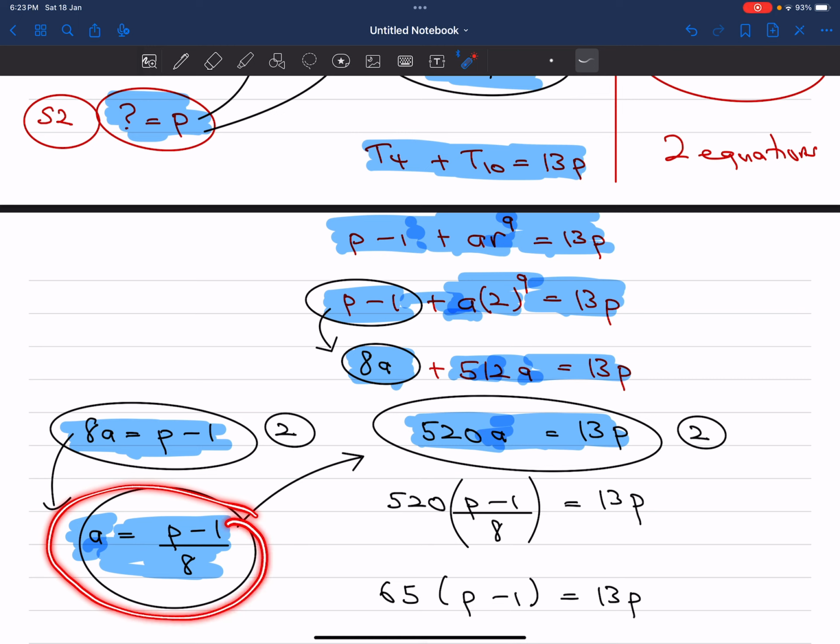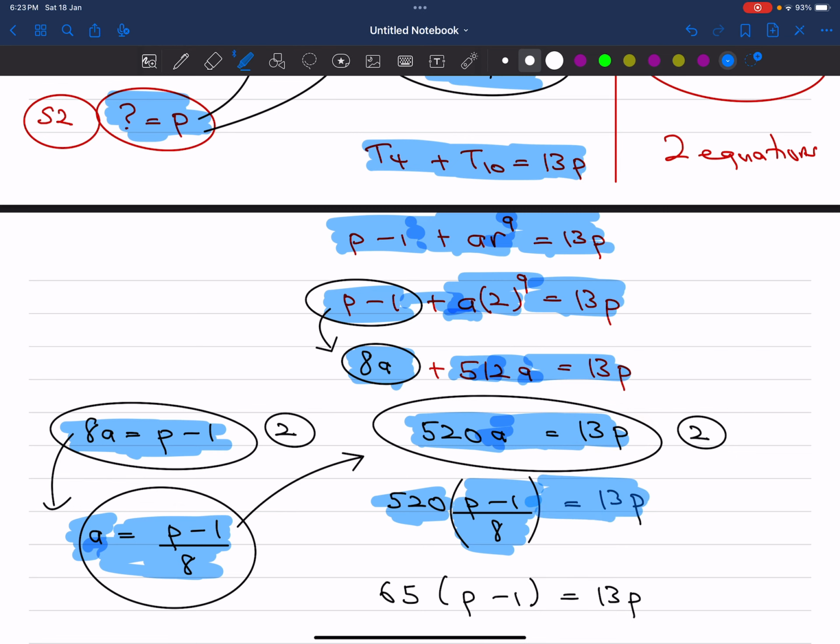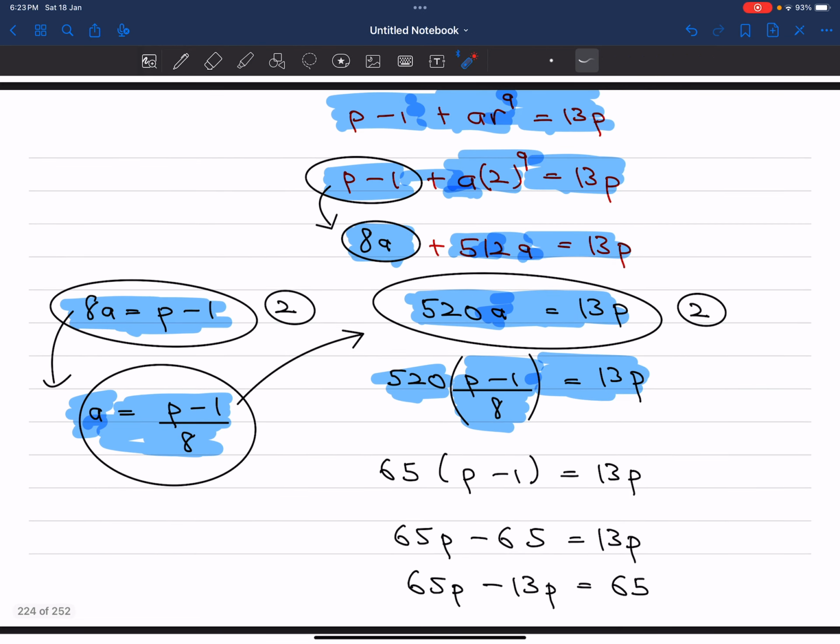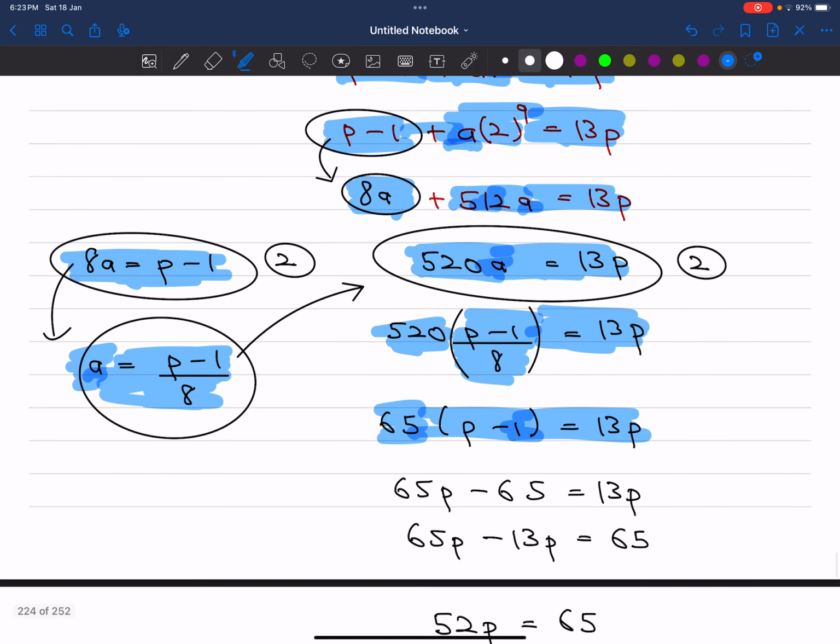I take the A and substitute inside the second equation. A now is (P minus 1) over 8. Don't forget, the 520 copy back. On the right hand side, 13P also copy back. Now we can solve. 520 divided by 8, calculator, 65, times (P minus 1) equals 13P. Now expand: 65 times P, you get 65P. And 65 times 1, of course, minus 65, equals 13P.